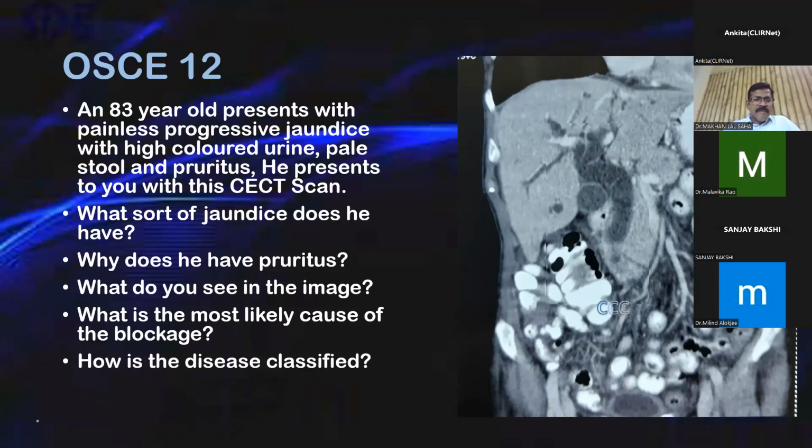He most likely has a surgical jaundice because of high colored urine and pale stools along with pruritus. Why does he have pruritus? So the pruritus is because the bile salts get deposited in the dermis and irritate and cause histamine release, which causes pruritus. Do you know the pathways along which this sort of reaction happens?